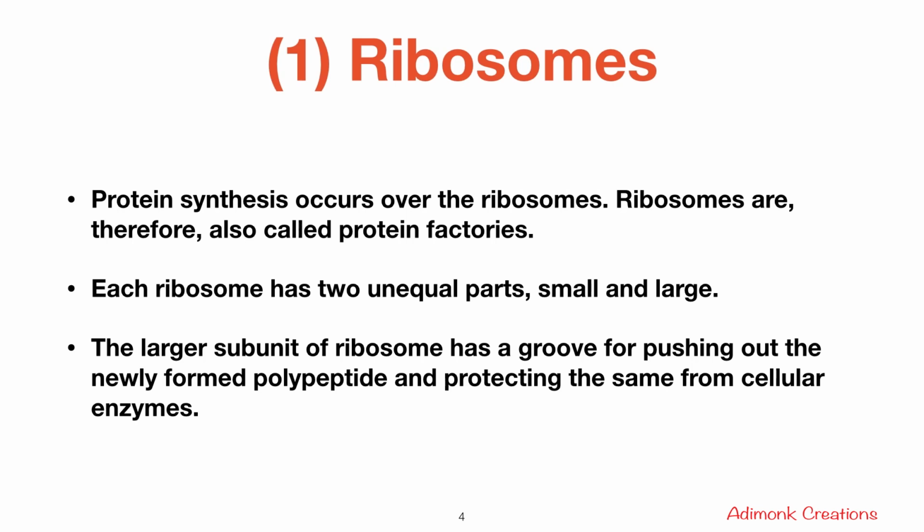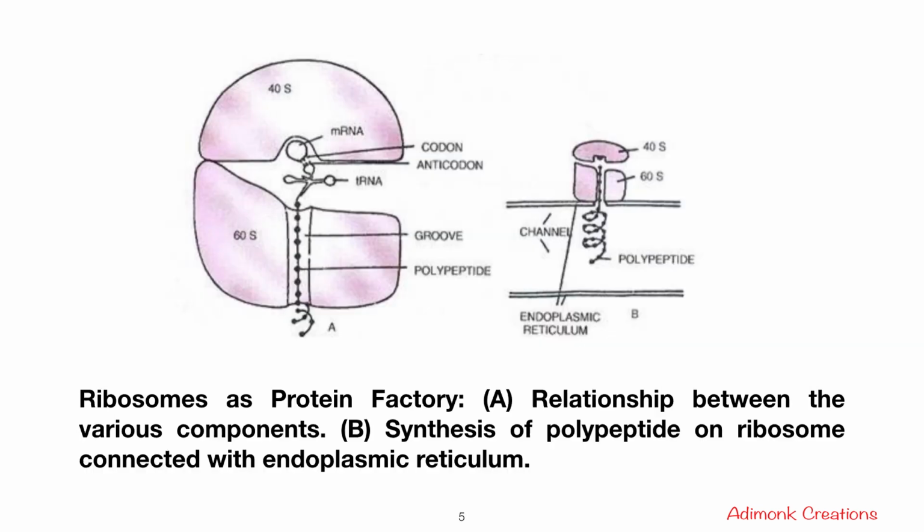So first one is ribosome. Protein synthesis occurs over ribosomes, so ribosomes are therefore called the protein factories. Each ribosome has two unequal parts, one large and one small. The large subunit of ribosome has a groove for pushing out the newly formed polypeptide and protecting it from cellular enzymes. Here we can see the picture of the ribosome, with the bigger subunit and the smaller subunit. So these ribosomes basically act as a protein factory.